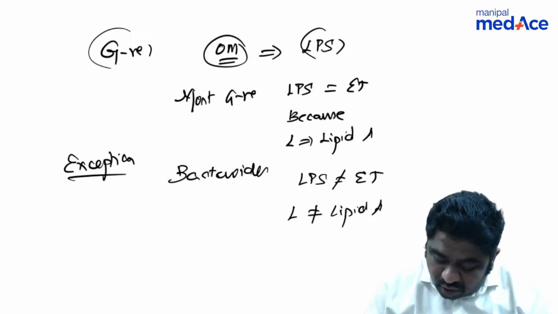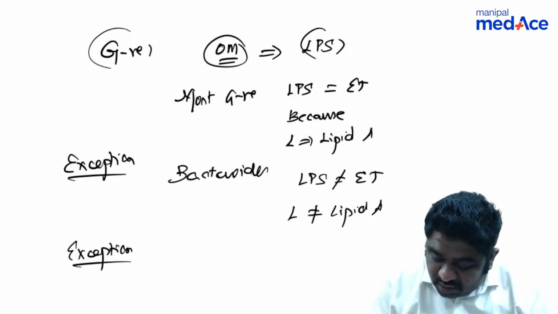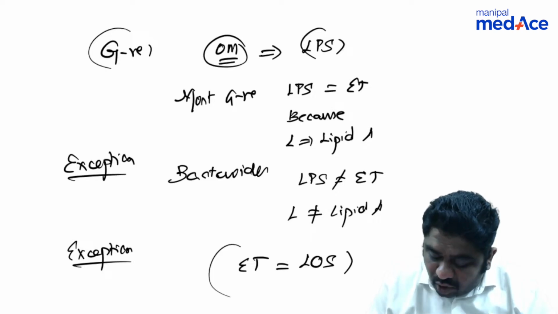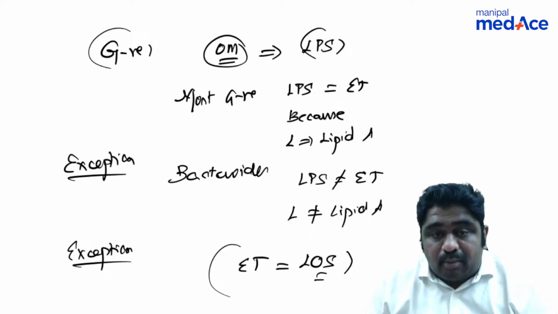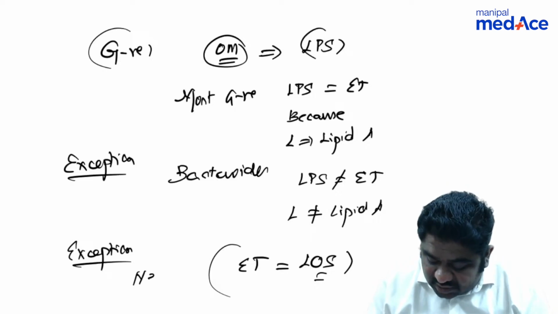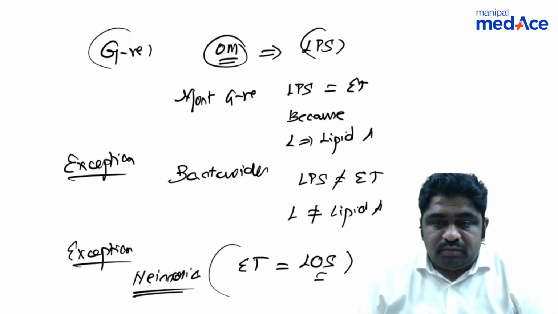Now, what about Meningococcus and Neisseria? Another exception is that here the endotoxin is equal to LOS and not LPS, because the carbohydrate component can be variable, it doesn't matter in case of Neisseria. Did you understand this, all of you?